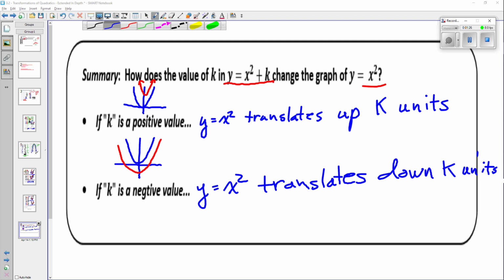Now, an example of the first graph would be a new graph, y equals x squared plus 1. And what you would say is the new graph is x squared, but it's translated up 1 unit. This one here, where it's negative, if we had y is equal to x squared minus 2, what this tells us is our graph translates down 2 units. It shifts down 2 units, and we're done. Now what I'd like you to do is work on the task for this specific video.